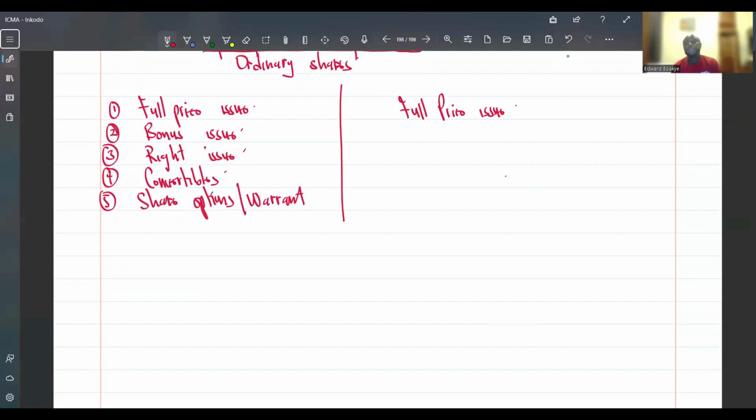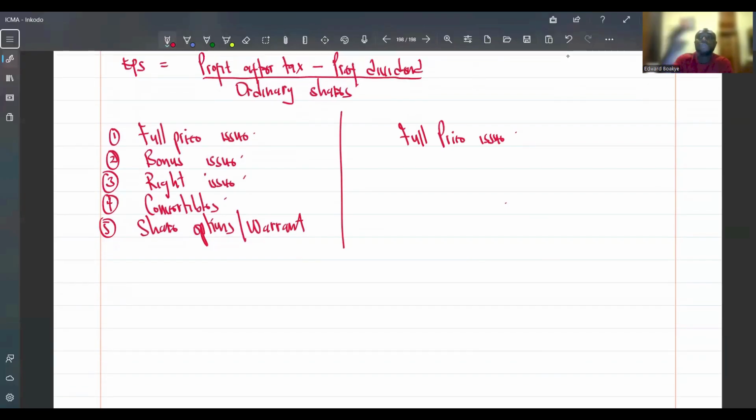Already we know that earning per share is just your profit after tax less preference dividend divided by ordinary shares. But what if you issue more shares?